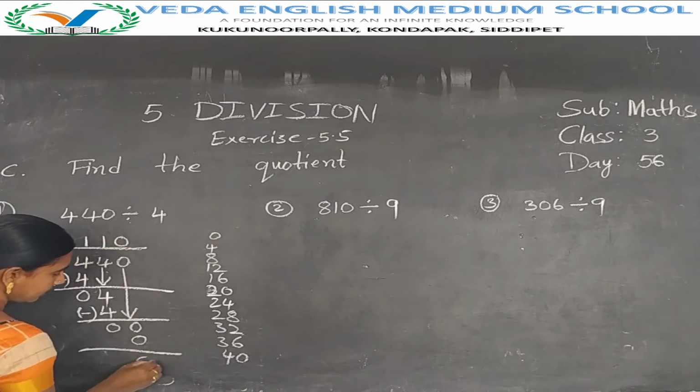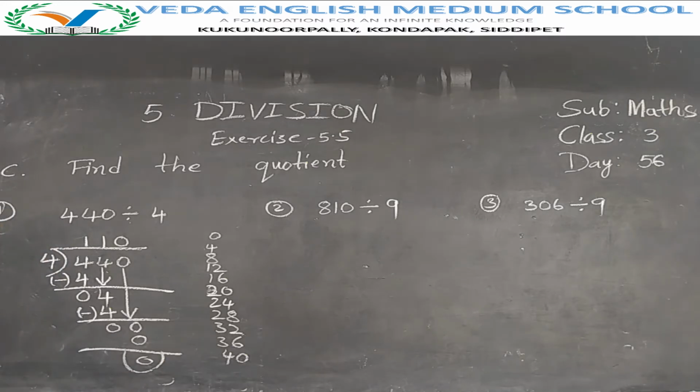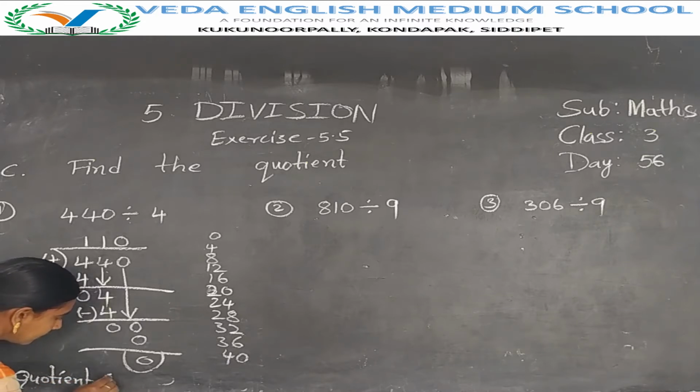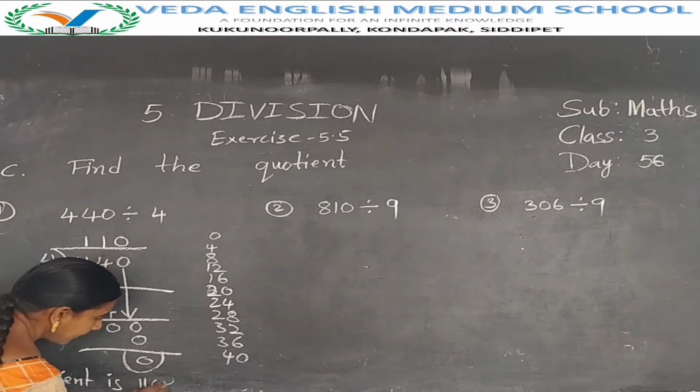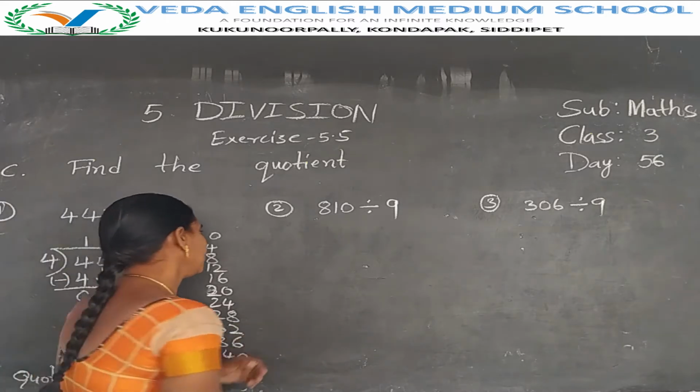Okay children? The quotient is 110. This is the first problem.